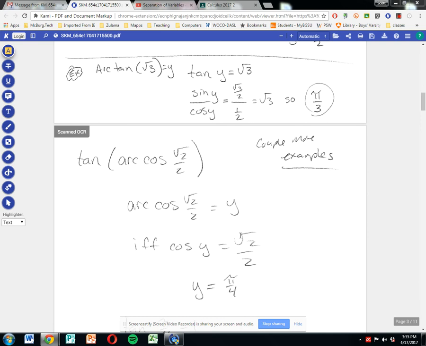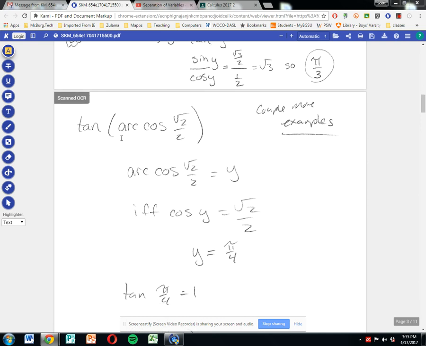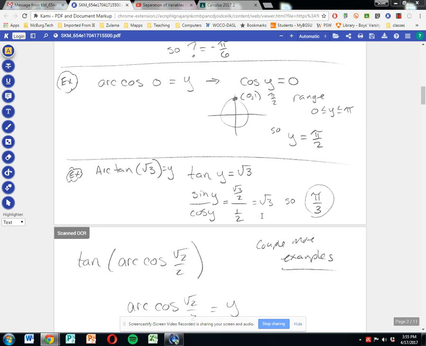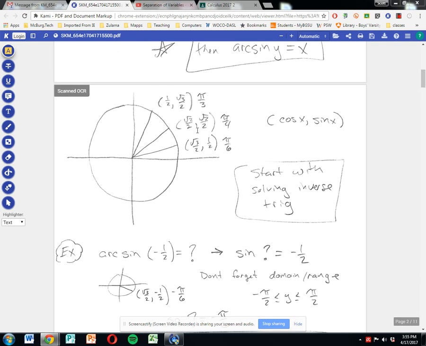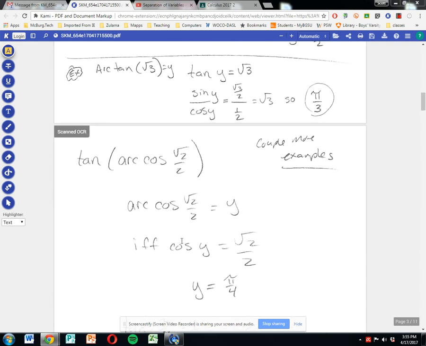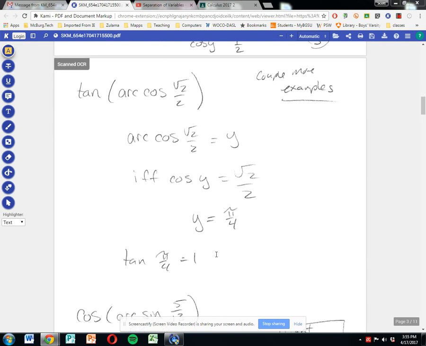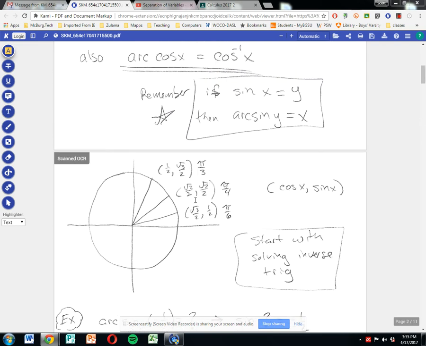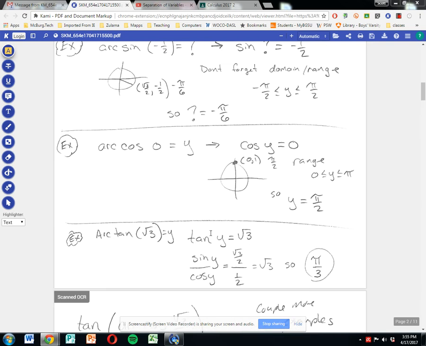All right, let's solve a couple more examples. What is the tangent of arc cosine of rad 2/2? Well, arc cosine of rad 2/2 is y, if and only if cosine y is rad 2/2. If we go back up here, we see that that is where the angle is pi/4. So then we just have to look at the tangent of pi/4. Tangent of pi/4, since both of these are the same, is equal to 1.